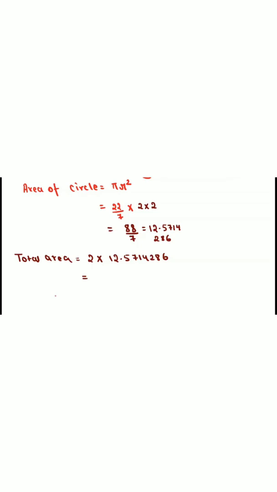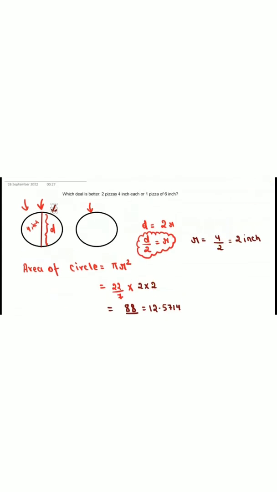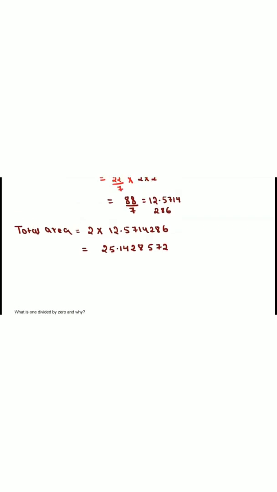12.5714286. And now if you multiply this number by 2, the answer is 25.1428572. Now this is basically the area of the first case. Now we will go to our second deal. In the second deal we have a pizza of 6", as you can see here in the question. That is one pizza of 6". Now we will calculate the area of one pizza of 6".